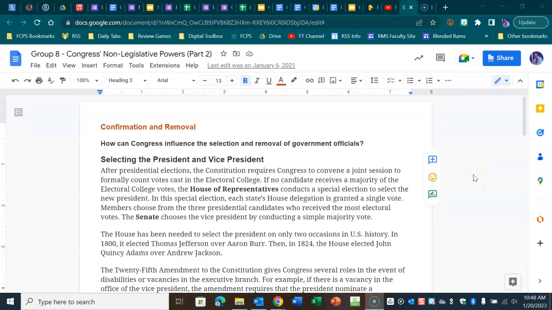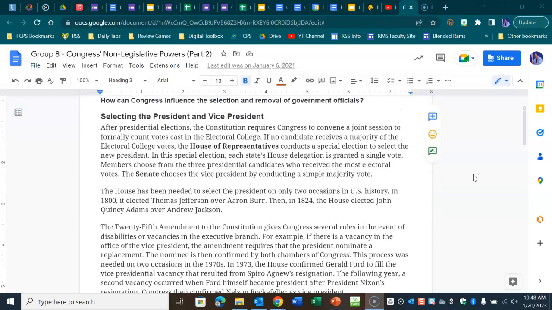Legislative branch, jigsaw activity. Group 8, Congress's non-legislative powers. Part 2. Confirmation and removal. How can Congress influence the selection and removal of government officials? Selecting the president and vice president.